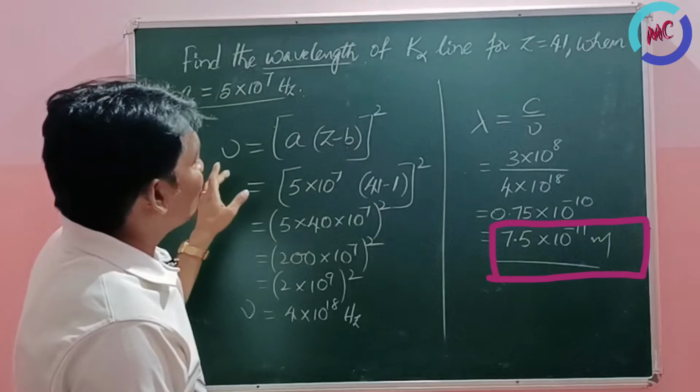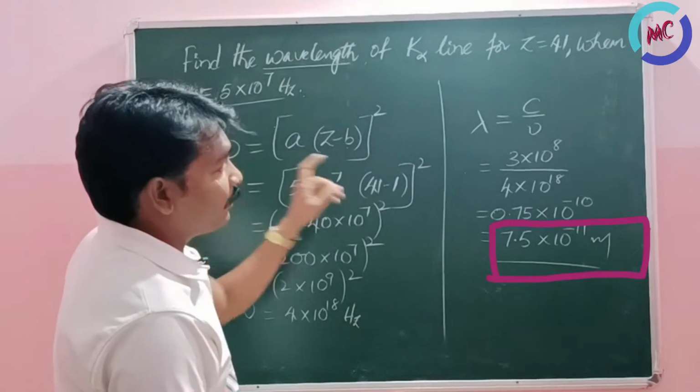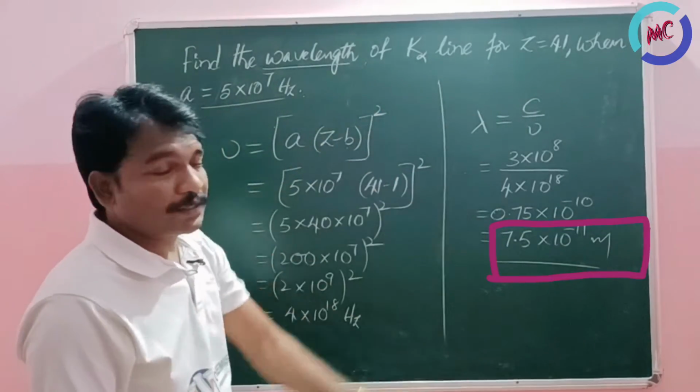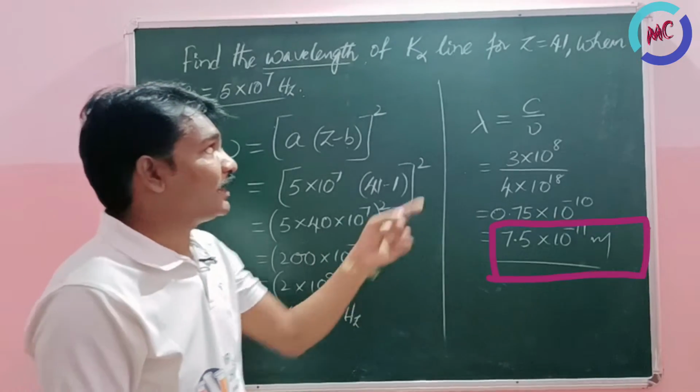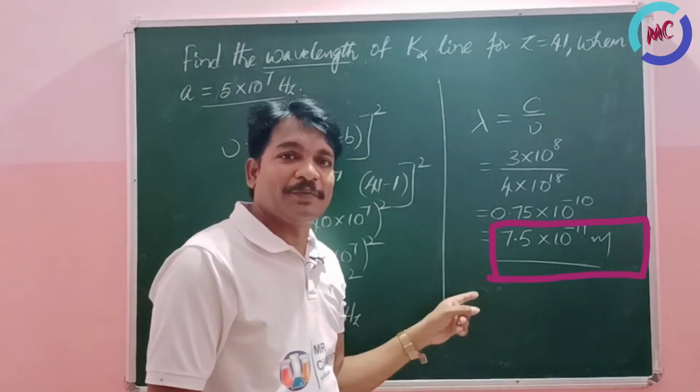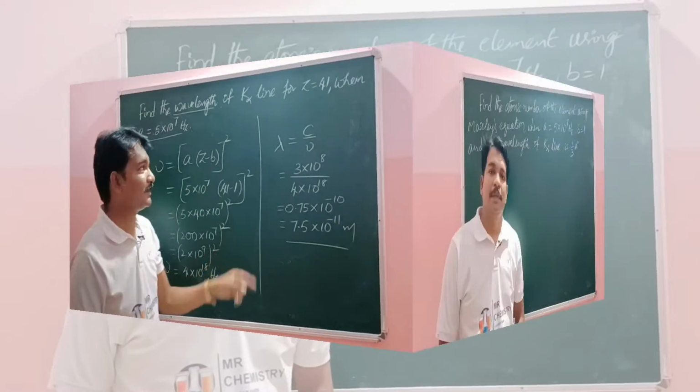See here, by using Moseley's expression, we can find out wavelength from atomic number, and in one more calculation we will find out atomic number using wavelength. We will check one more.